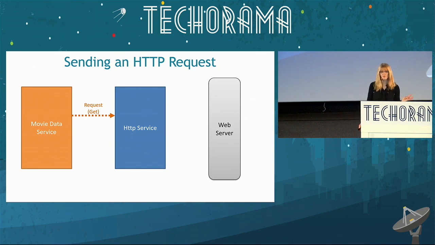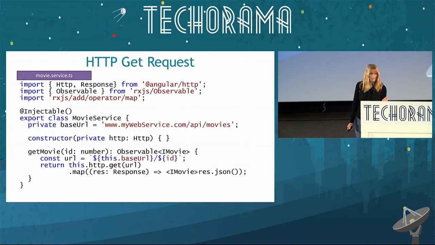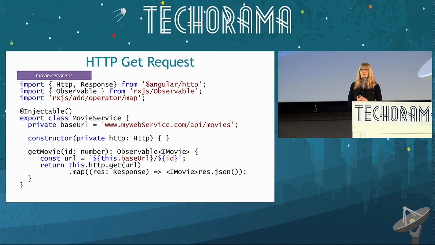So we would, for example, send a GET request to the HTTP service, who turns around and issues a GET request on our behalf to our web server. At some future point in time, the web server returns a response to that HTTP service, who turns around and passes that response back on to us, to our movie data service. Okay. All right, so this is what the code looks like.